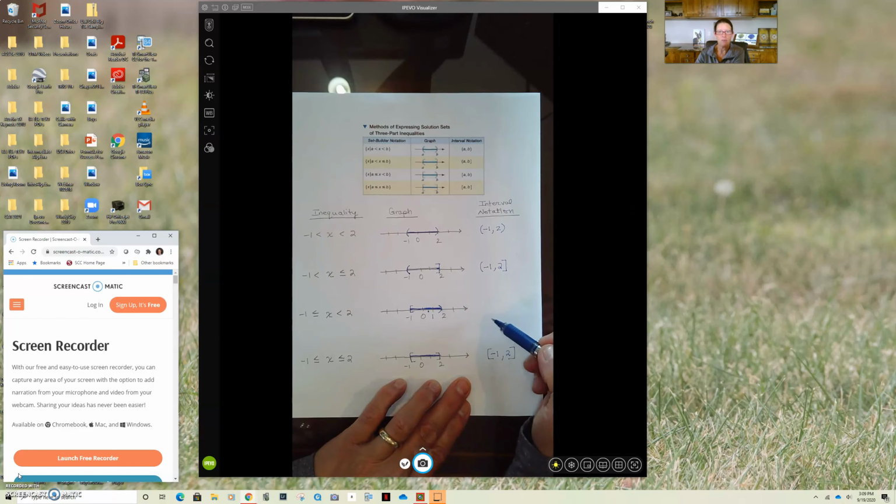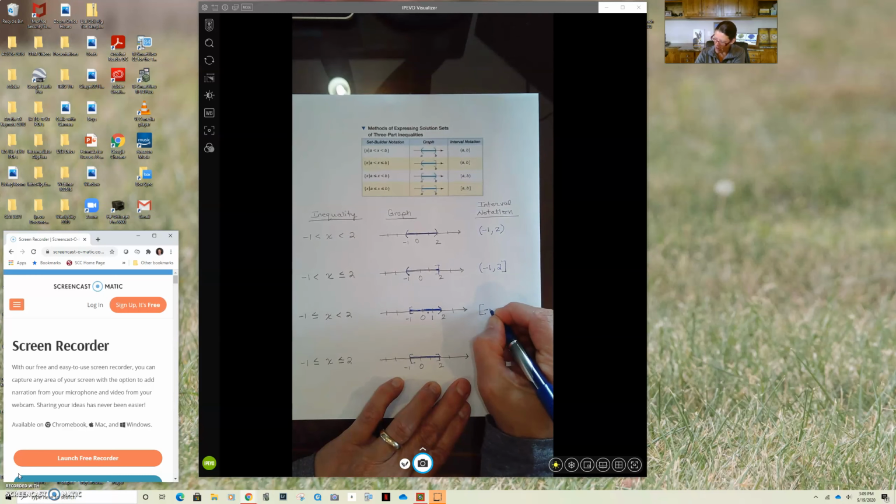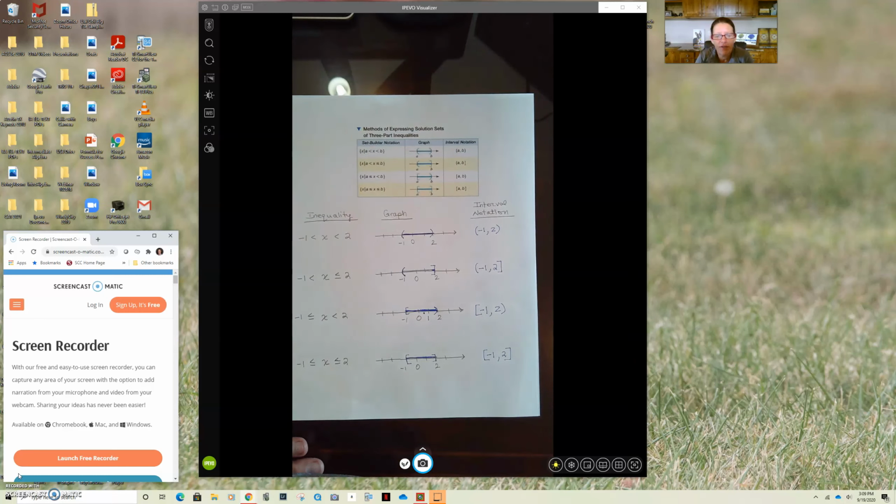Hey, let's pop back up there to that previous example and make its interval notation look just like the graph from -1 to 2 with parentheses. So if you can graph these, you can definitely write them in interval notation.